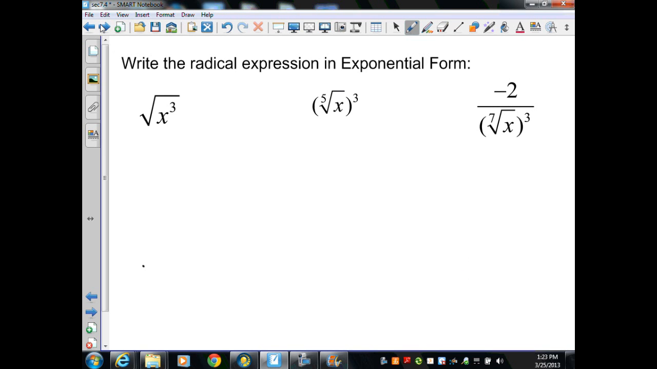On these examples, I want to write the radical expression in exponential form. Here I have the square root of x cubed. This is my nth degree. This is my exponent for m. Therefore, my radicand, which is x, to the m over n, is going to give me x to the 3 halves. I can rewrite this as the 5th root of x cubed. 5 is my n, 3 is my m, or x to the 3/5.